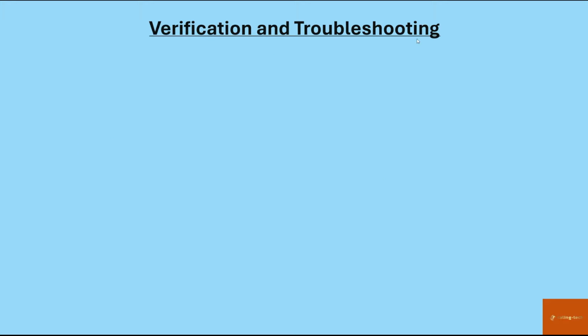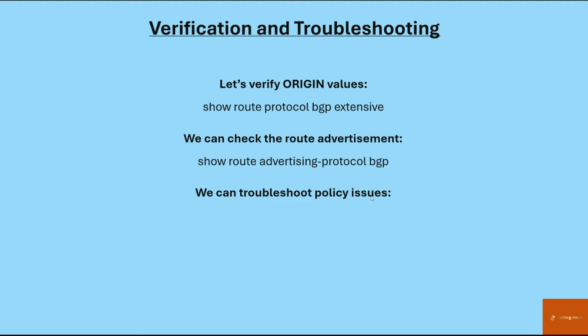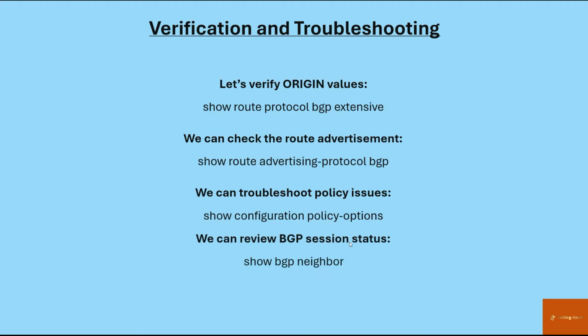Now verification and troubleshooting. We can verify the origin values with the following: show route protocol BGP extensive. We can check the route advertisement, show route advertising protocol BGP. And we can troubleshoot policy issues by doing show configuration policy options. And we can review the BGP session status, so we can have a look at the show BGP neighbor.